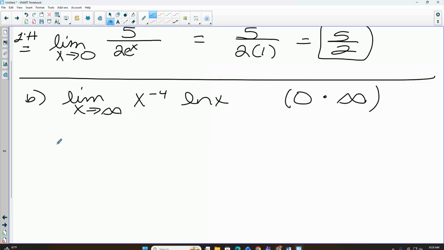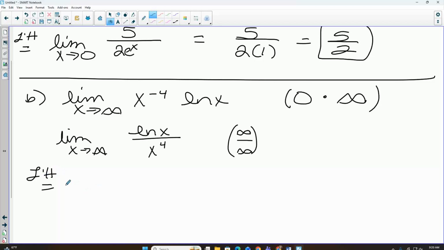So our trick was, could we write this so that we can do L'Hopital's? L'Hopital's requires a quotient. How would I put this as a quotient? X to the -4, that just naturally goes down, and it's a positive. Natural log of infinity is infinity, infinity to the 4th is infinity. Now it's infinity over infinity, which means we can do L'Hopital's. Derivative of the top, what's the derivative of a natural log? What's the derivative of x to the 4th?